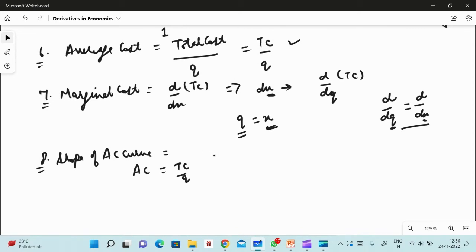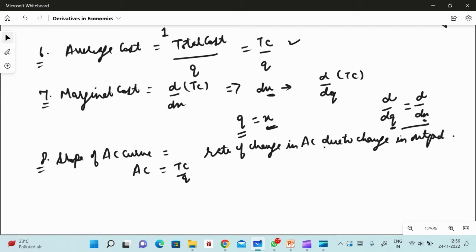Slope is the rate of change in average cost due to change in output. Okay, so the formula will be the derivative of average cost. I can write x also in order to avoid confusion. Instead of q I can take x also, right? So q or x. So I will take x.